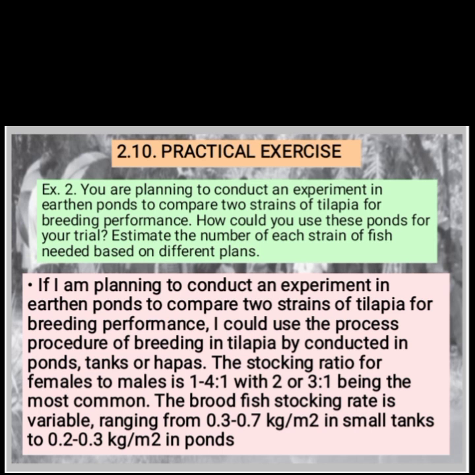My answer is, if I am planning to conduct an experiment in earthen ponds to compare 2 strains of tilapia for breeding performance, I could use the procedure for breeding in tilapia conducted in ponds, tanks, or hapas. The stocking ratio for females to males is 1:4:1 with 2 or 3:1 being the most common. The brood fish stocking rate is variable, ranging from 0.3 to 0.7 kg/m2 in small tanks to 0.2 to 0.3 kg/m2 in ponds.